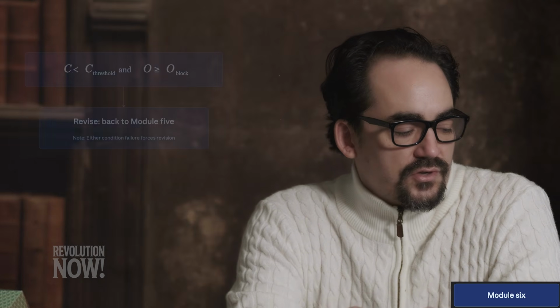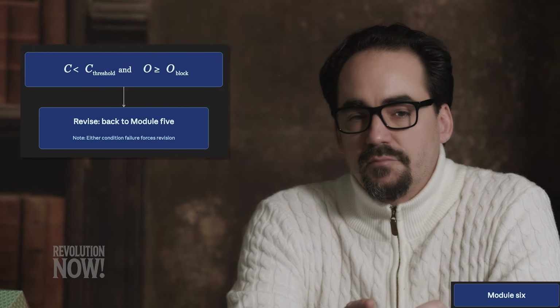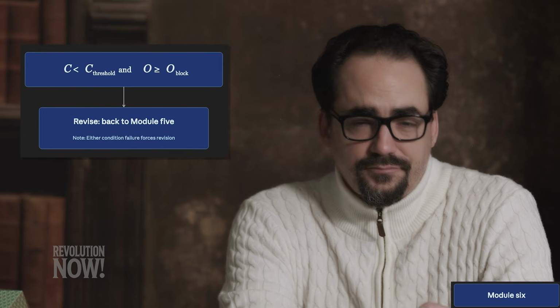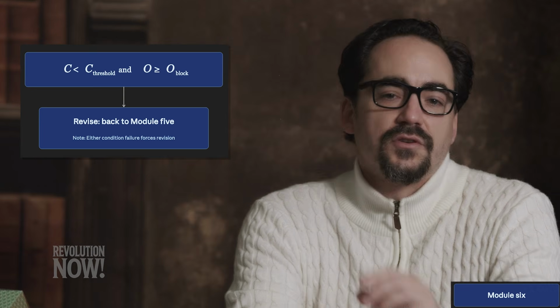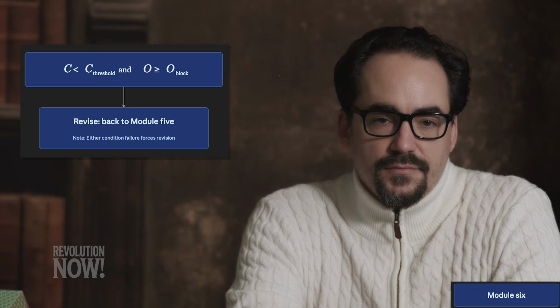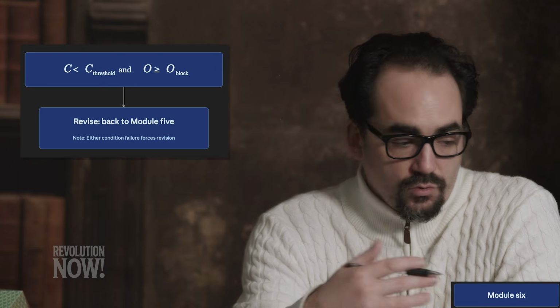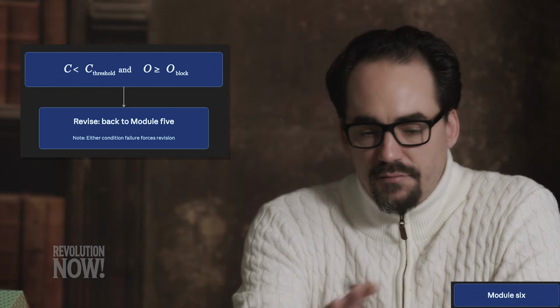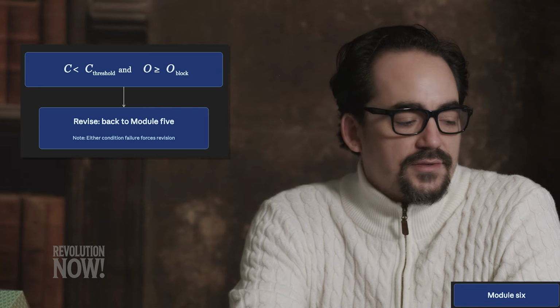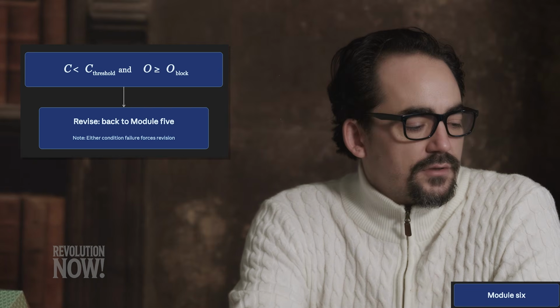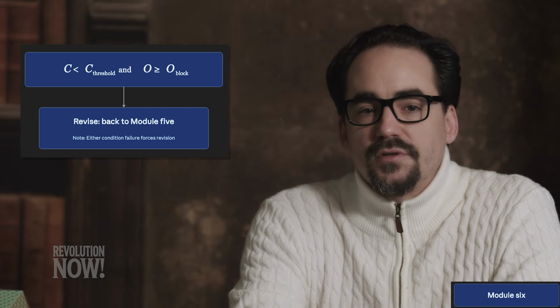Now, the second possible outcome is revise. If the consensus score falls below the threshold or the objection index crosses over the blocking line, the scenario is returned to Module 5 for needed revision. Either way, Module 6 returns a directive to revise, along with required conditions that point to the meta information I just described, what needs to improve, in other words. The scenario goes back to Module 5 for further deliberation.